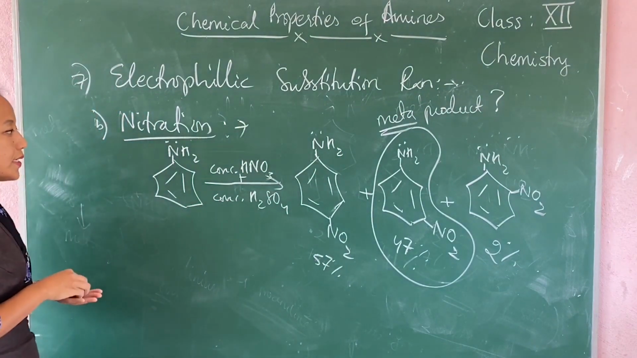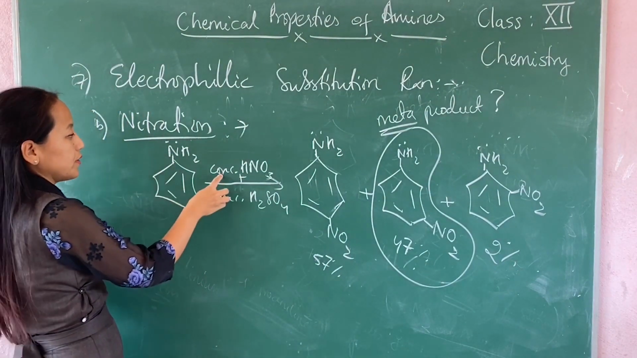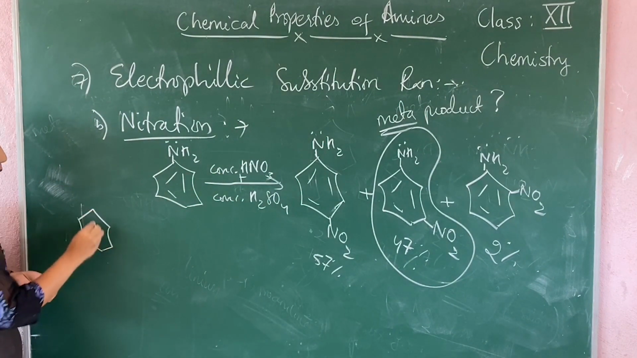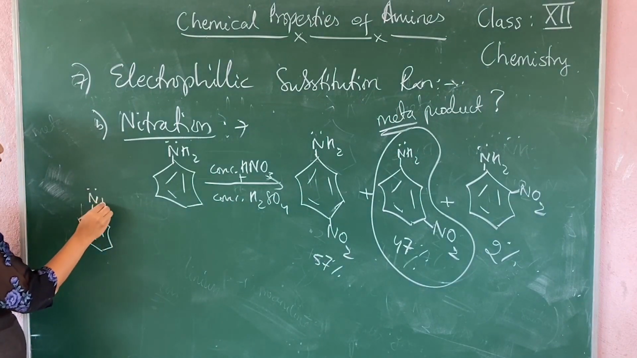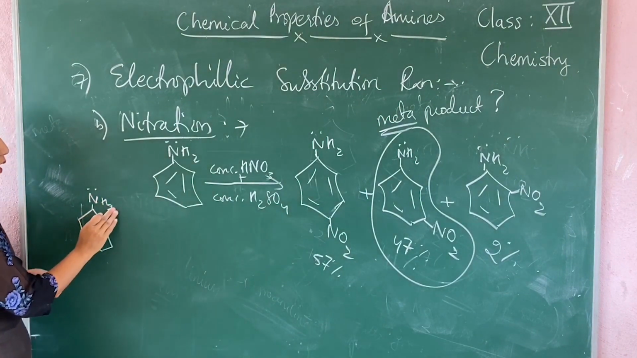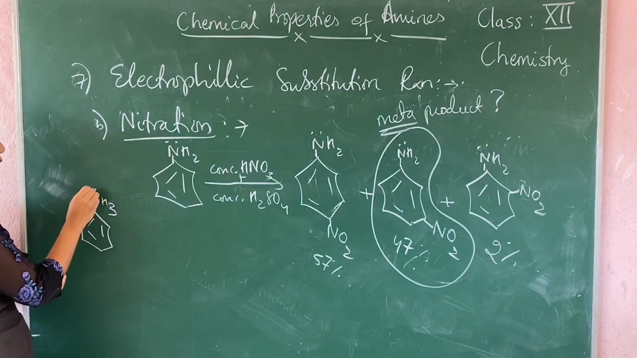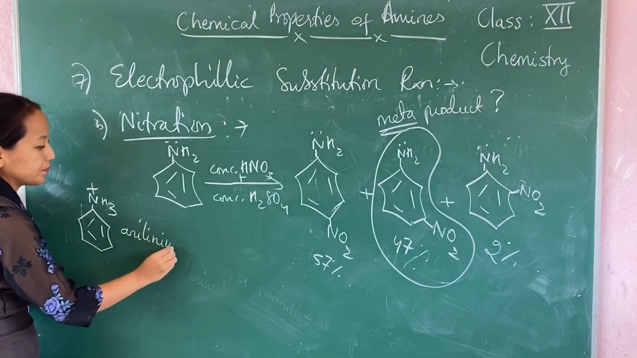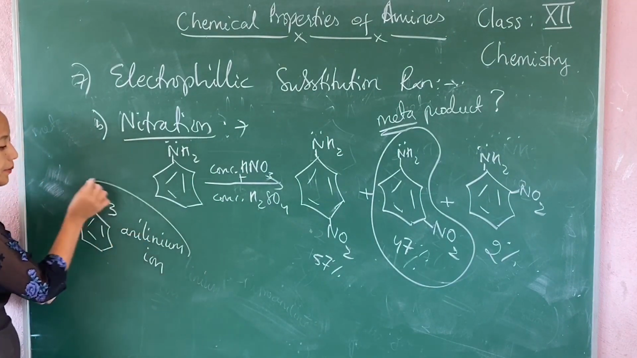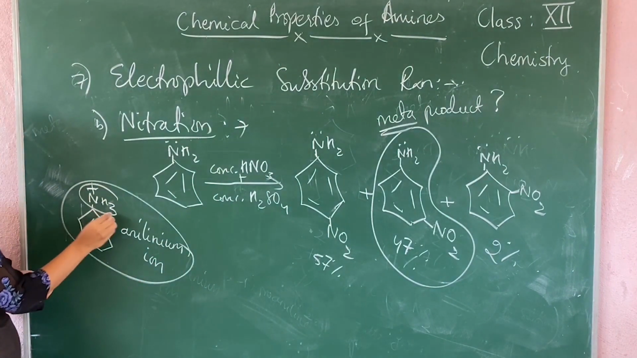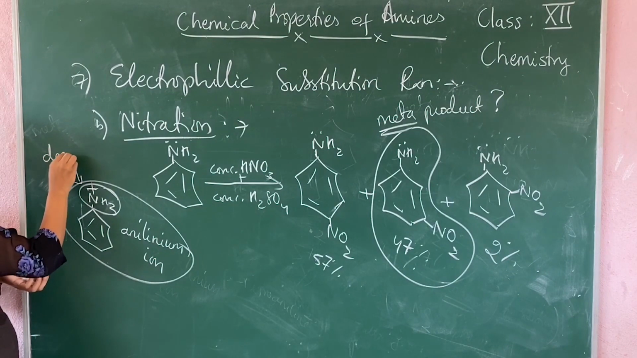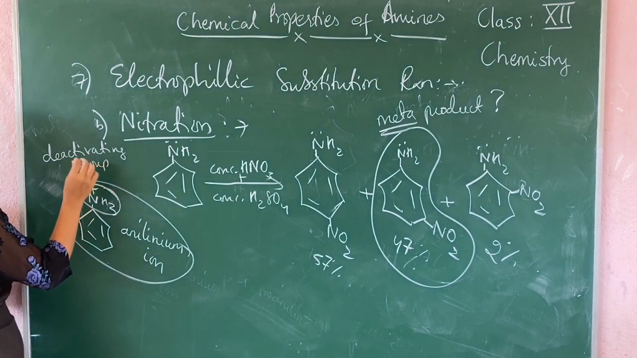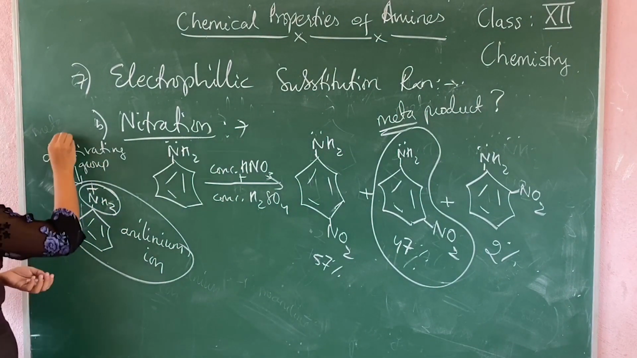For that, the reason is, when aniline is treated with this reagent, the nitrogen with its lone pair of electrons will pick up H plus from this, and it forms the anilinium ion, and nitrogen will get a positive charge. This is called the anilinium ion. Now this anilinium ion acts as a deactivating group because of NH3+. It acts as a deactivating group, and deactivating groups are always meta-directing.